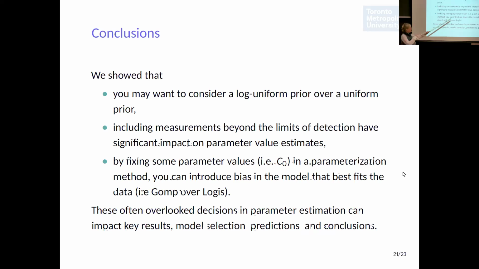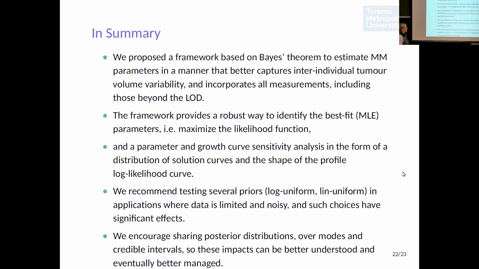And by fixing some parameter values, I've done it a lot, we just fix something like the initial condition because we know what they injected, and then we move on. But we're introducing a lot of bias when we do that. When we try to estimate the initial condition, as I showed you with the exponential model, we could be off by a factor of 20. So these decisions that we make affect our results significantly.